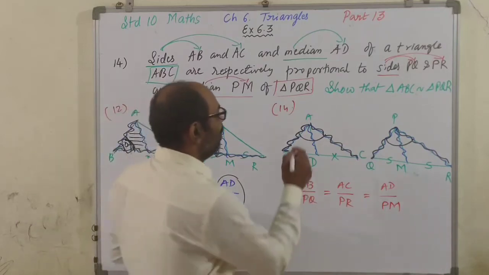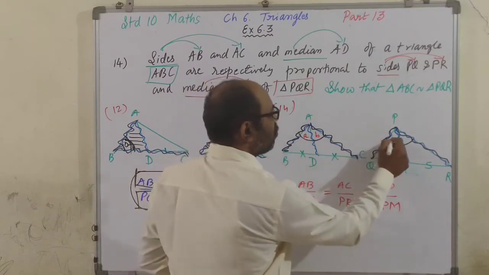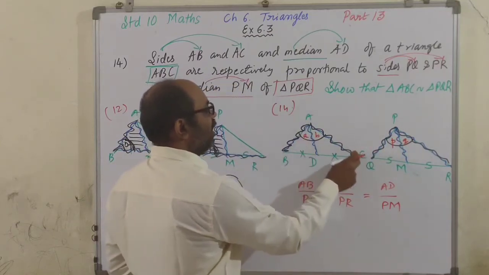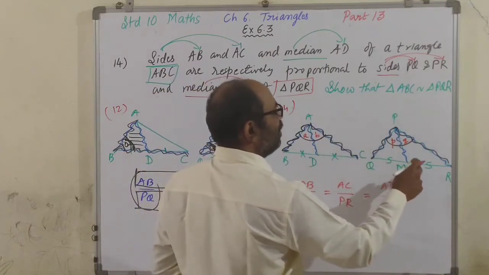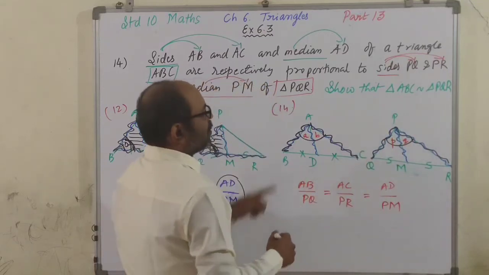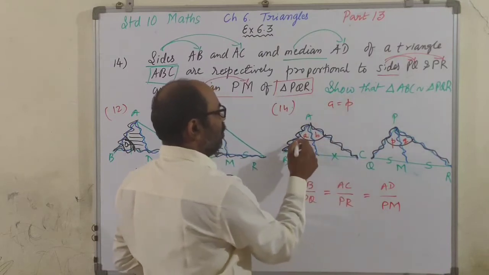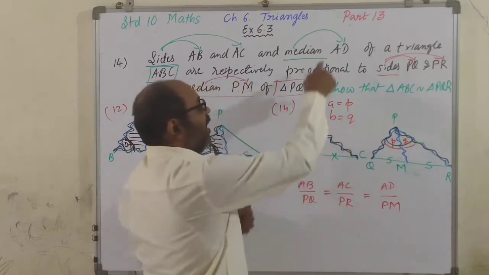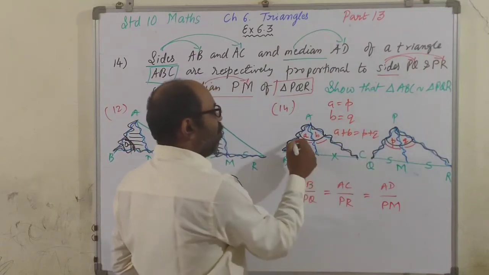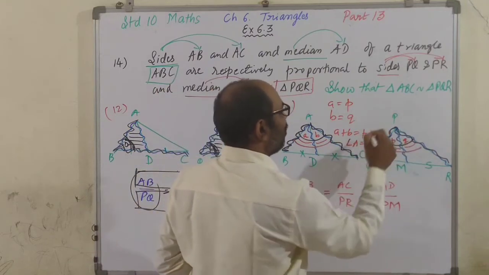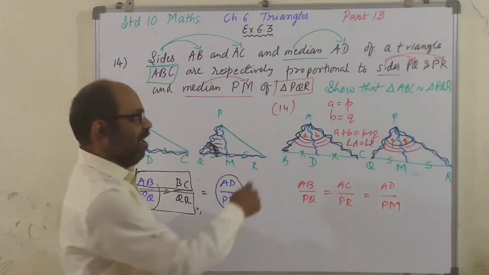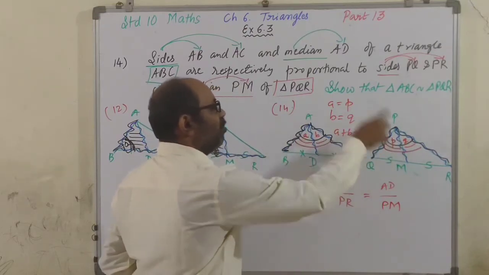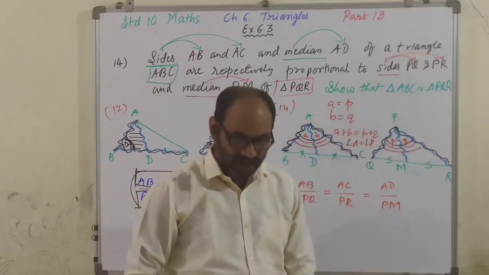So what do we call them? Let's call this part A, this part B, and these parts P and Q. Angle BAD is A, angle CAD is B, angle QPM is P, angle RPM is Q. Suppose I prove A equal to P and then B equal to Q. Then, by adding, A plus B is equal to P plus Q. Now what is A plus B? That is angle A. What is P plus Q? That is angle P. Then you can say angle A equals angle P, and AB upon PQ is equal to AC upon PR, and the included angles are also equal. So by SAS, triangle ABC is similar to triangle PQR.